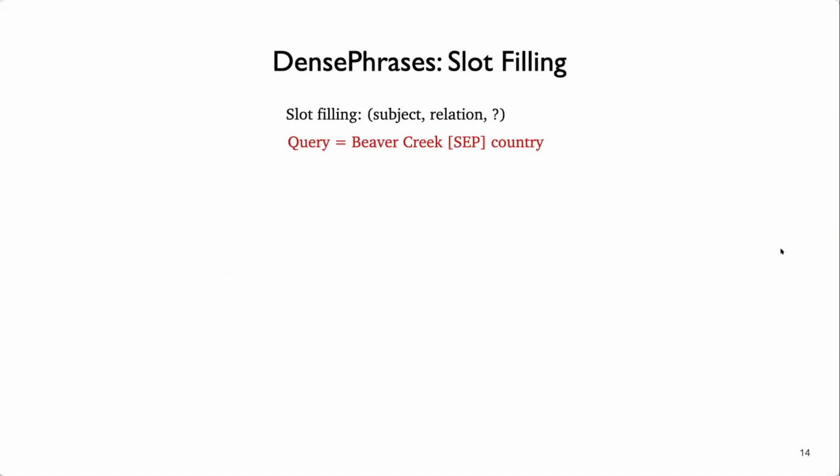We also try to use DensePhrases for some other non-QA tasks. Here we try slot filling. The task is that we take a subject and a relation, and our goal is to predict the object. Here the query is not even a natural language question. We just concatenate the subject and the relation and put the SEP token in the middle. So this is a pseudo query that the model has never seen.